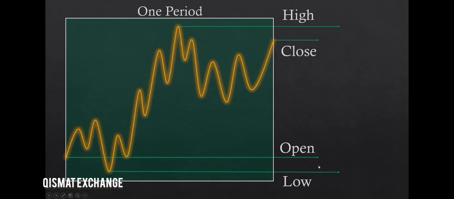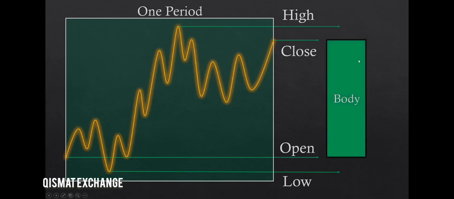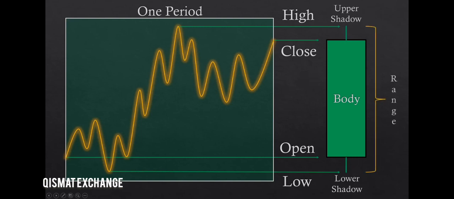The distance between the open and the close is displayed as a thick bar, known as the candle body. In the case of a bullish candlestick, the distance between the open and the low and the distance between the close and the high are displayed as thin lines, also known as candle wicks or candle shadows. The distance between the low and the high is known as range.